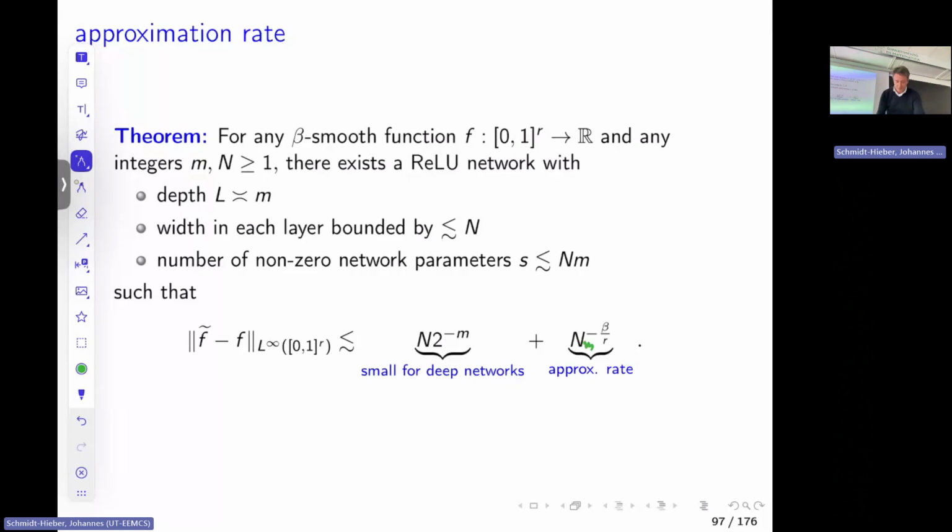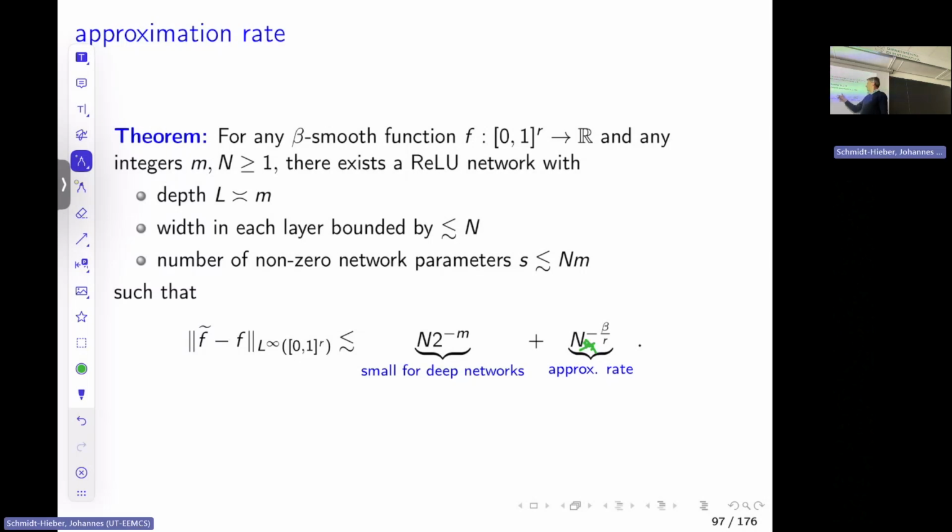We don't have the m, which means we lose a bit if m is large. If m is large, then this would otherwise give another small number with which we multiply here. So the second term tells us basically we don't lose so much compared to the optimal approximation rate if m is not too large. m is basically the depth of the network. So here, we don't want the network to be too deep because otherwise we lose.